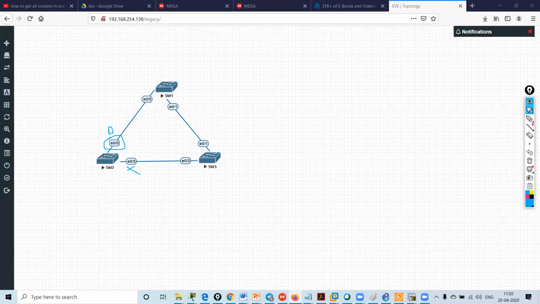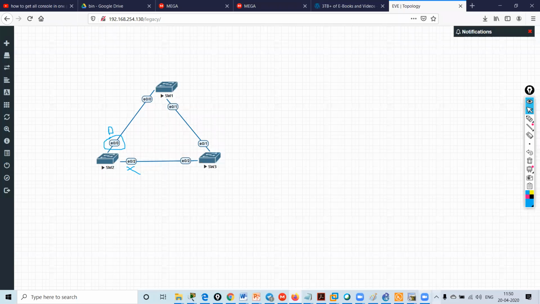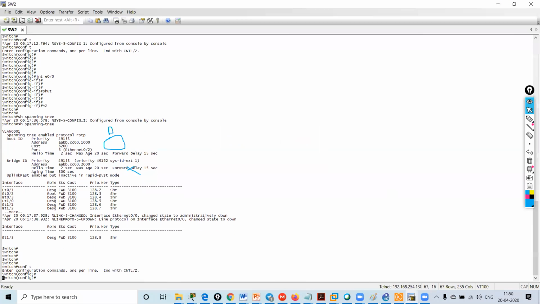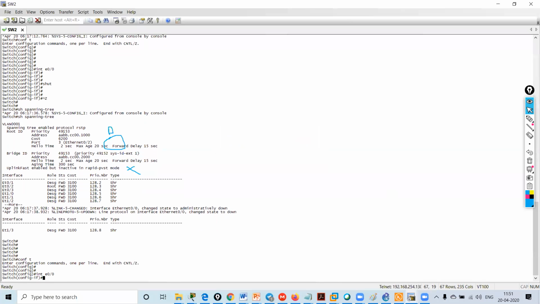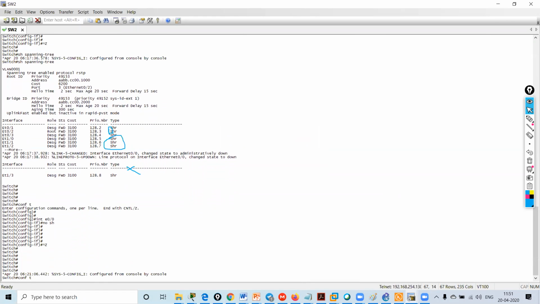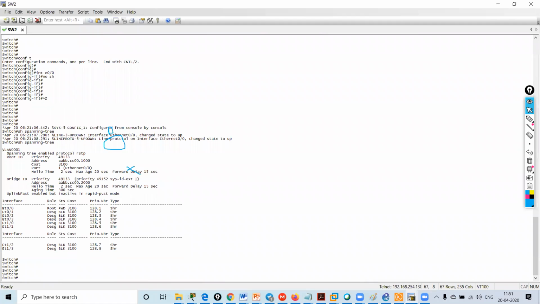Okay, so we have seen uplink fast. What I will do is make this link up again. On switch 2, I will go and say config terminal, interface, no shut. Once I say no shut, I will see the spanning tree. See, my 0/2 came into the blocking state.